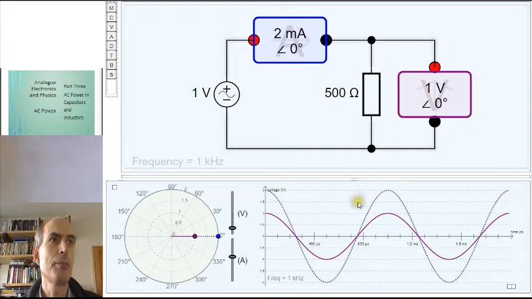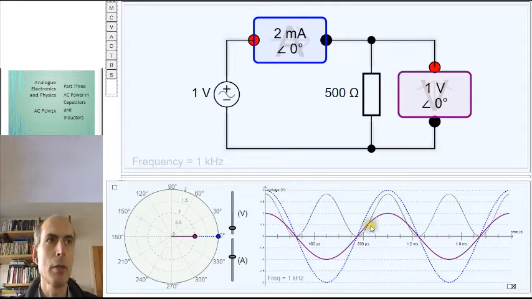The voltage, that's the purple line here, and the current, that's the blue dotted line here, are in phase, which means if we multiply them together, we get this power, which is always positive and oscillates at twice the frequency of our voltage source. Now, what happens if we swap the resistor with a capacitor?